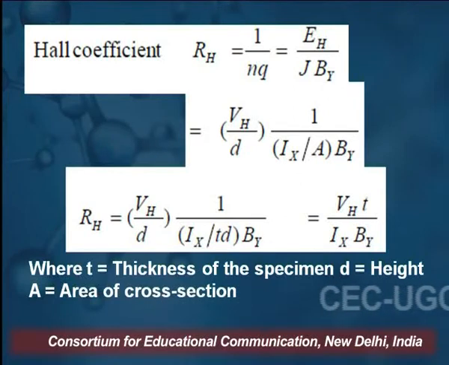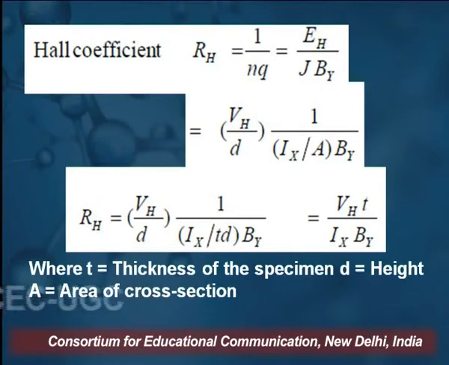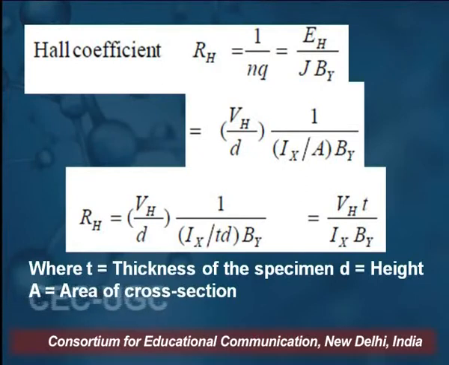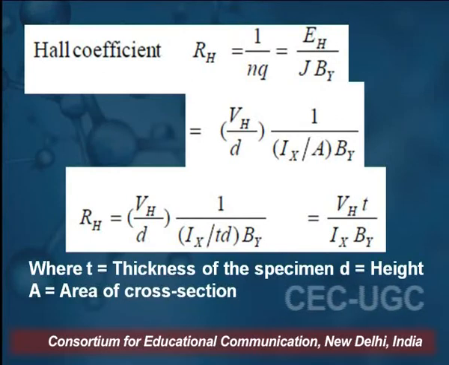Which is equal to VH by d, 1 by Ix by A, and BY. We put the value of J here. So RH is equal to VH by d into 1 by Ix by td into BY, and ultimately we get RH is equal to VH t by Ix BY, where t is the thickness of the specimen, d is the height of the specimen, and A is the area of cross section of the specimen.